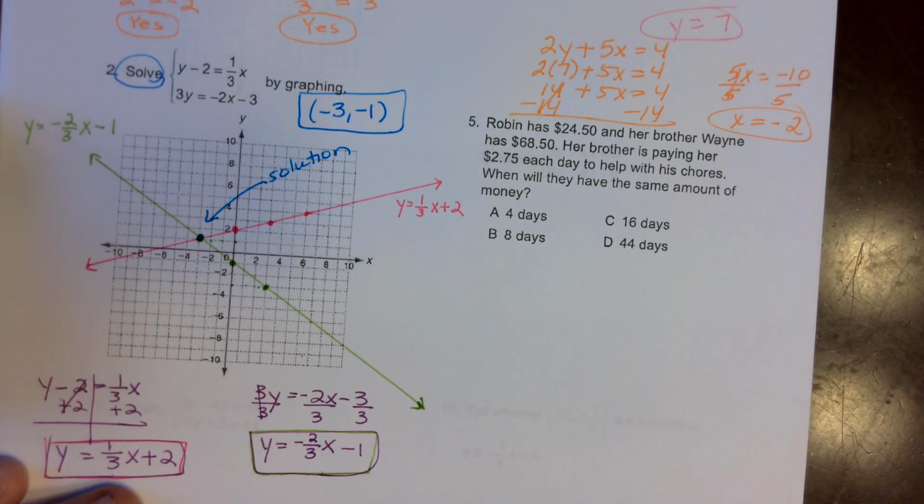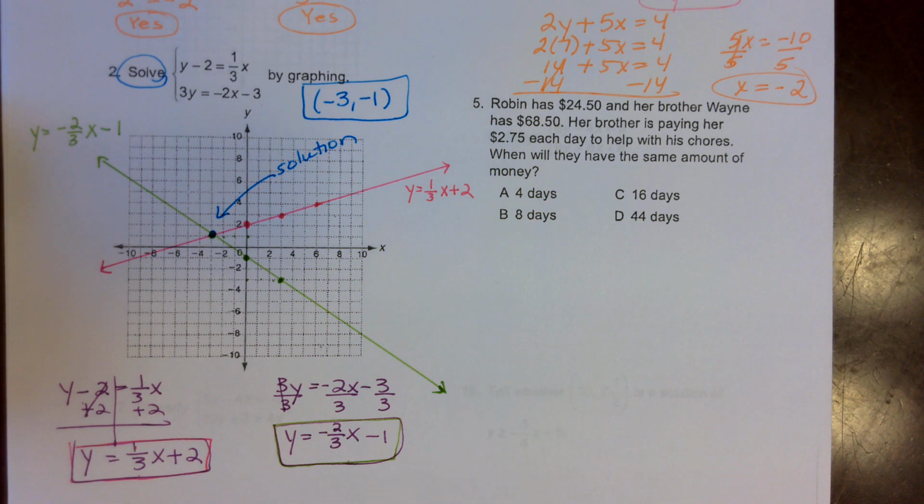Okay, onward we go. Robin has $24.50. She just has that. And her brother Wayne has $68.50. Her brother Wayne is paying her $2.75 each day to help with chores. Okay, so he's got the most money, and he's going to be giving her that much to help with his chores.